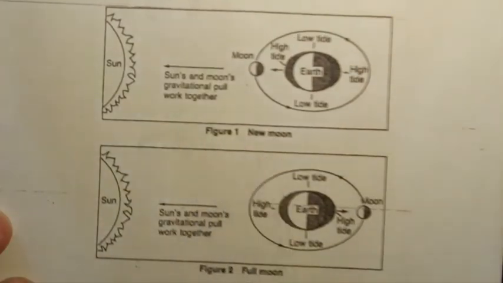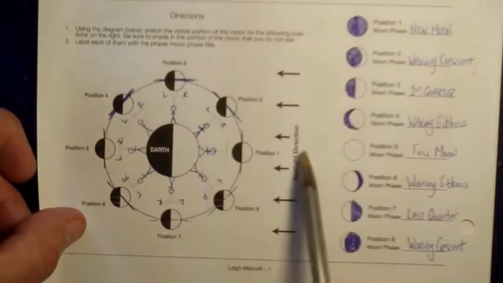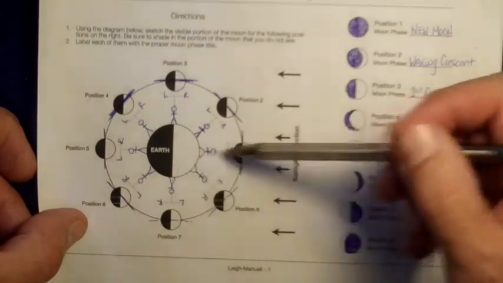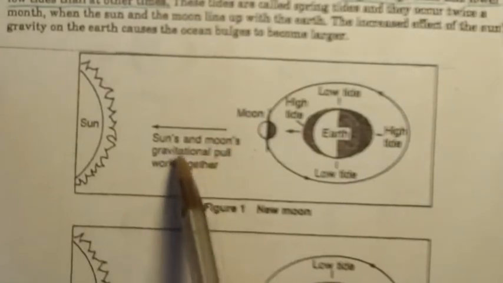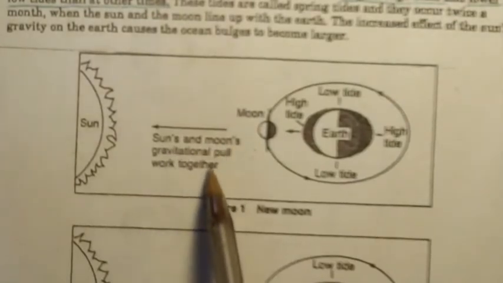Figure 1, new moon. When the moon is in a position in between the sunlight's direction and the Earth, the moon is in its new moon phase. During the new moon phase, the sun and the moon's gravitational pull work together.